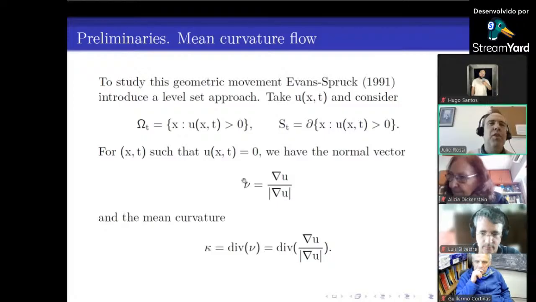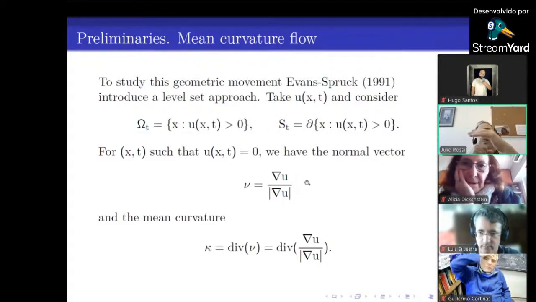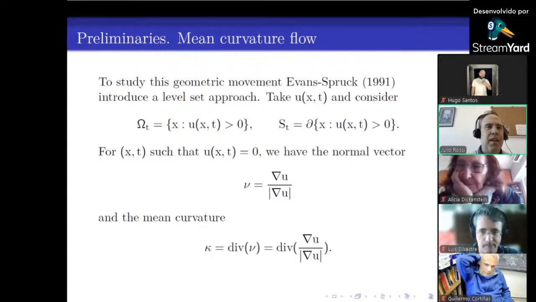Okay, first, what is the normal? The normal vector to a zero level set is the gradient over the modulus of the gradient, the absolute value of the gradient, because this is what we learn in calculus 2, right? The gradient is orthogonal to the level sets of a function.